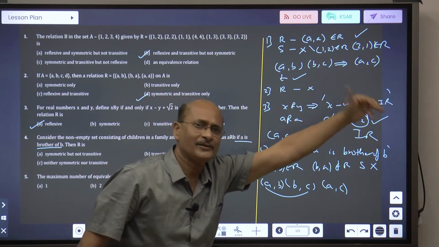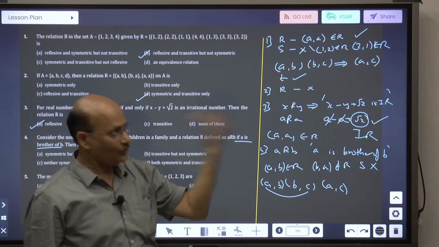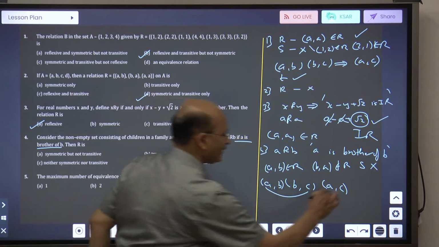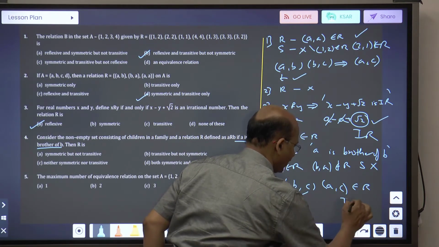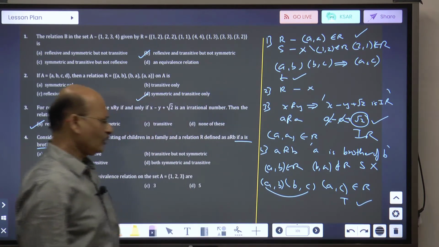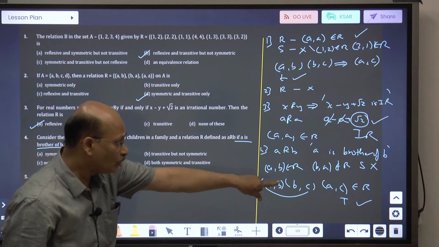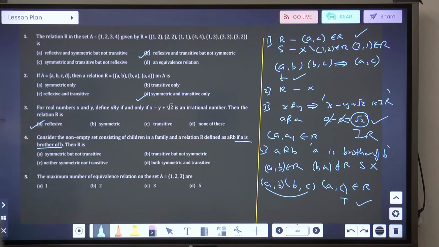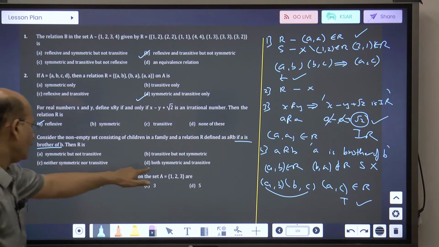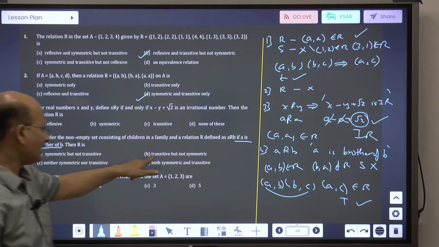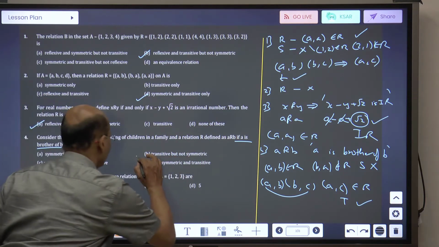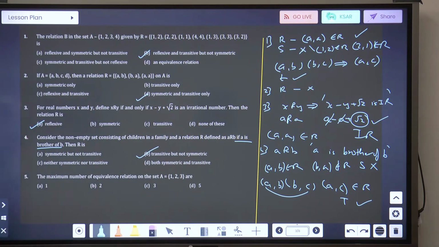So whether C is female or male doesn't make a difference. The opposite is not possible. Getting the point? So that's why (A, C) belongs to R. So what does this mean? Transitive, yes. When I say symmetric and not symmetric and transitive, any option is there, not symmetric and transitive? Here, transitive but not symmetric. So this option will go fine with us.